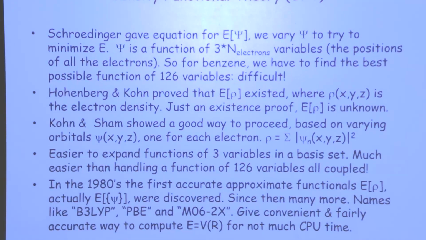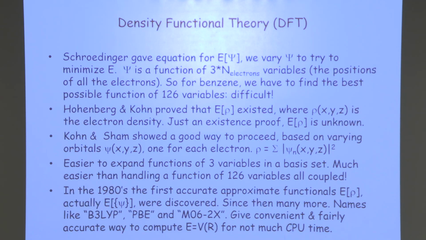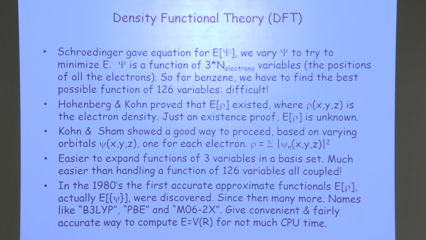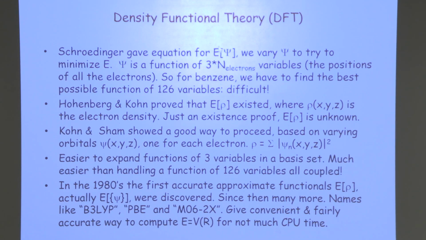Let's explain how density functional theory works. The Schrodinger equation gives you a way to take a wave function and compute the energy. So it says, if you give me the wave function, I have a procedure to compute the energy of the electrons corresponding to that. But the wave function is a function of 3 times the number of electrons. If you have 100 electrons, it's a 300 coordinate function. For benzene, it's 126 variables, for example. And this is really hard. If you ever have to figure out an unknown function of 126 variables, you're in trouble.